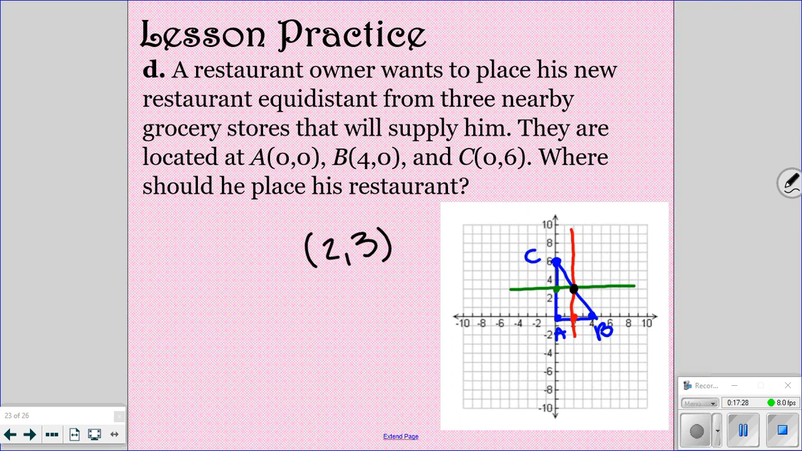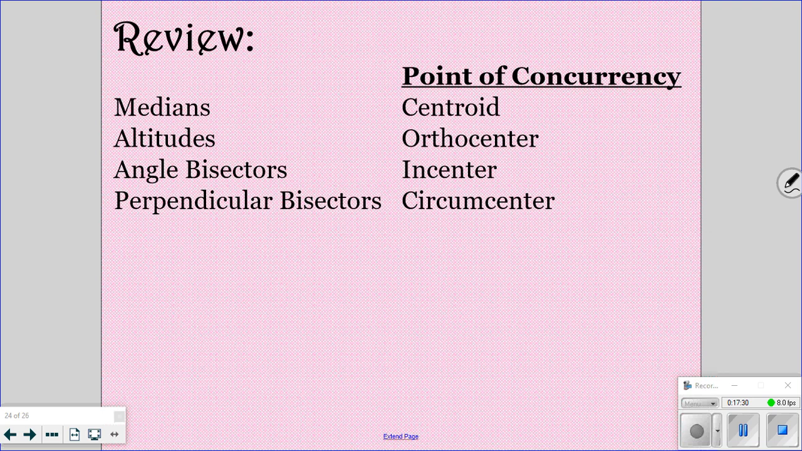So now we're going to look at the review of the points of concurrency. I want y'all to put these down so that you can refer back to them. You need to learn that the medians all intersect to form the centroid. Your altitudes form your orthocenter. Your angle bisectors form your incenter. Your perpendicular bisectors form your circumcenter. You have to know those.